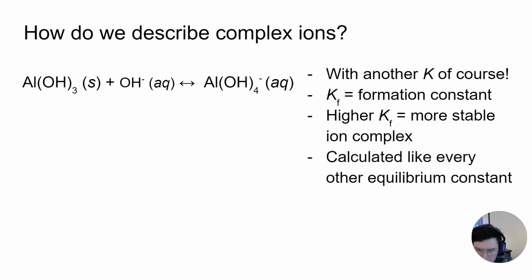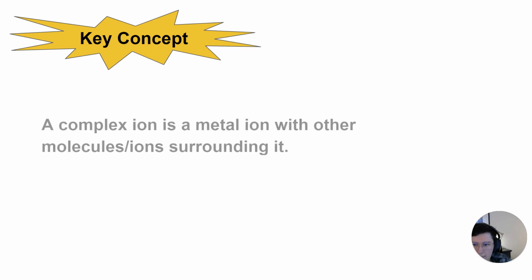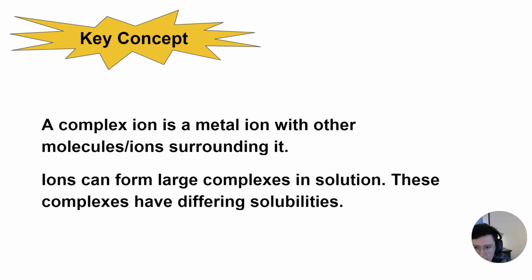So how do we calculate that? Well, we just do the same thing as everything else. So here's Al(OH)4 over our Al(OH)3 and then the base here. And so in this case, 1 times 10 to the 33rd power, it's a very large constant, and that is because in basic conditions, it's much more stable to have it as Al(OH)4 than Al(OH)3. All right, so the key concept here is that a complex ion is a metal ion with other molecules and ions surrounding it, and ions can form large complexes in solution, and these complexes have differing solubilities.